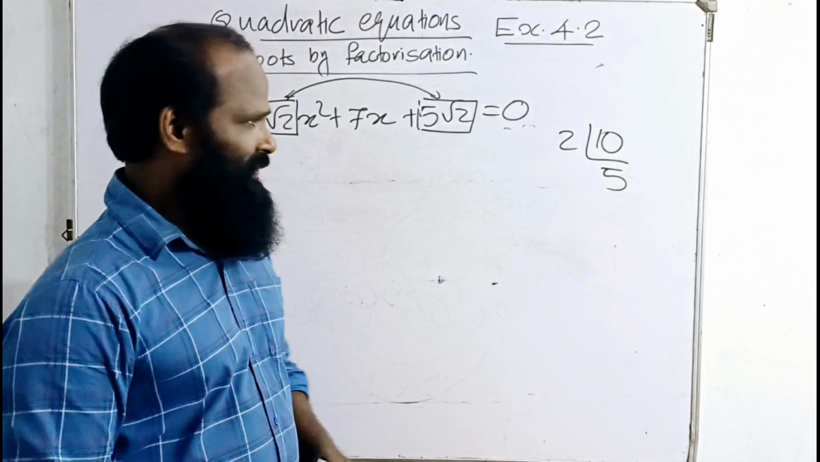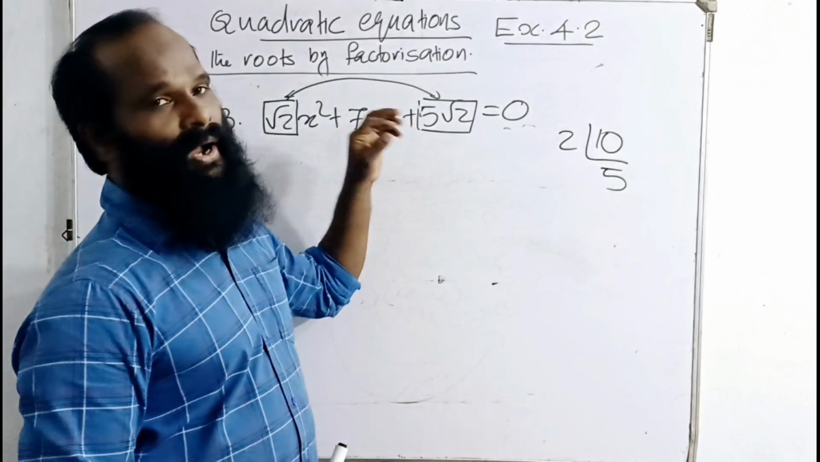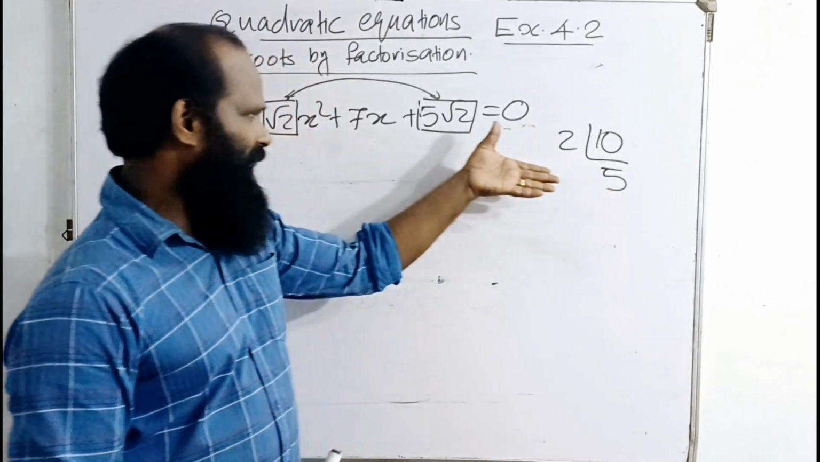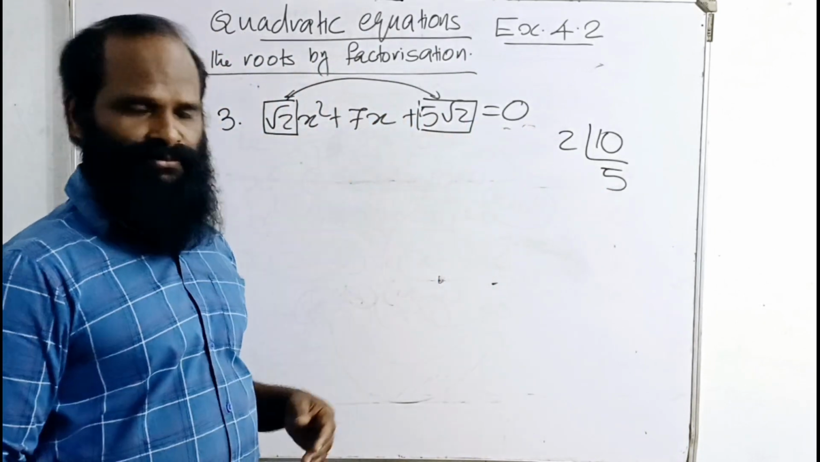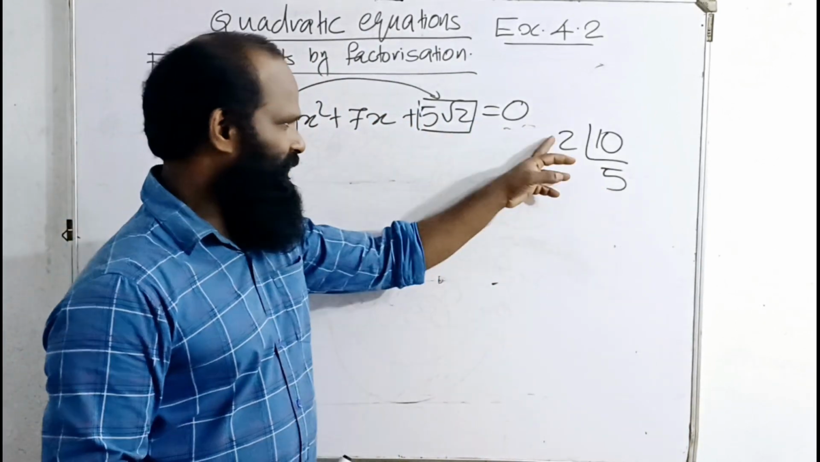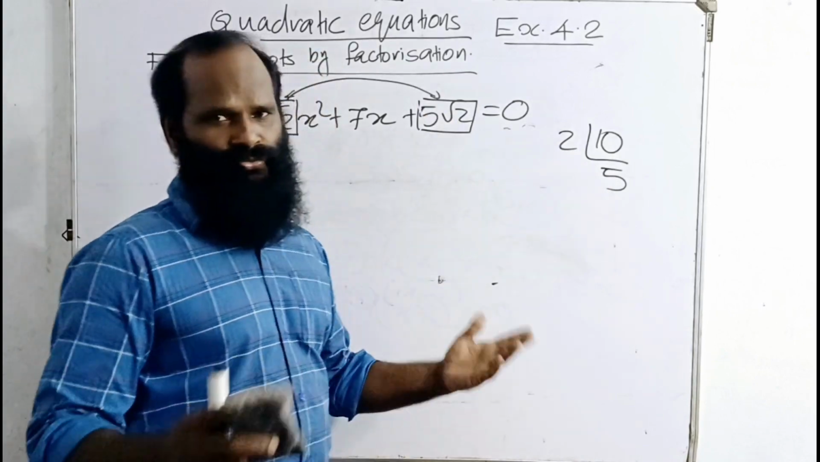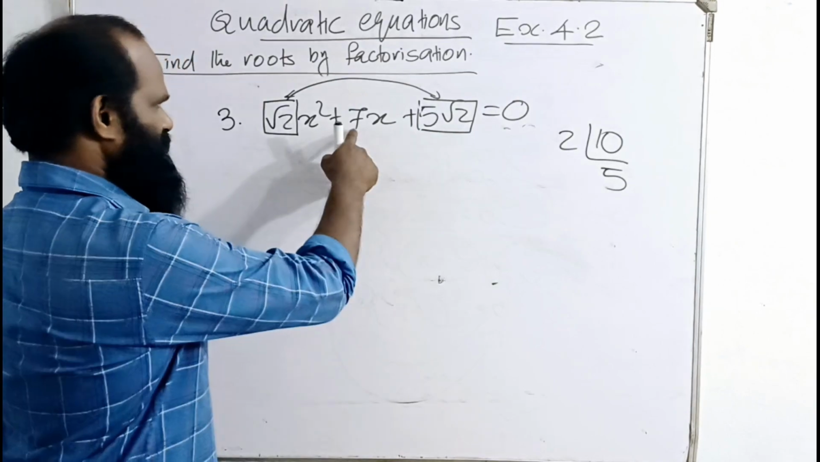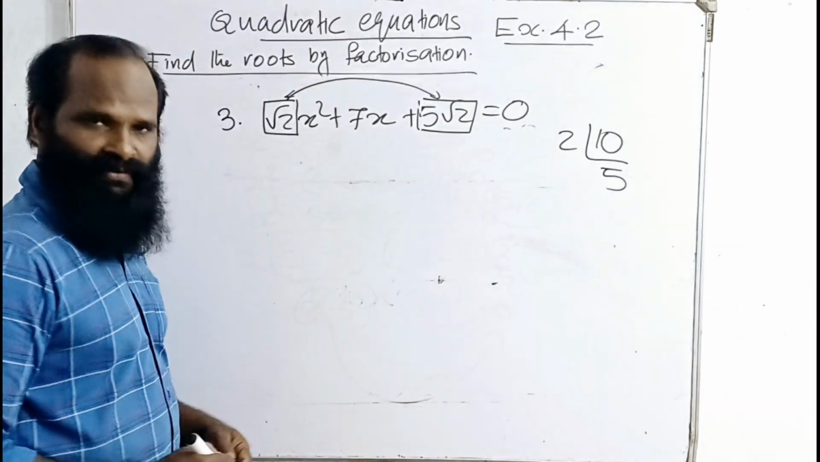The last sign tells us what to do next. That means we need to add the numbers. Add these factors of 10 so that we shall have the middle term. Definitely 5 plus 2 is 7. We don't have to search for any other number other than 5 and 2. Let us split 7 by means of 5 and 2.